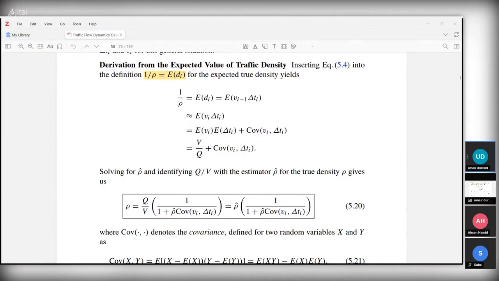So what do you think? I think in free conditions, almost no correlation. In congested conditions, a positive correlation. Let's see what the chapter says.